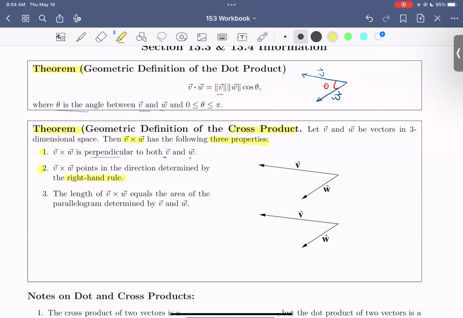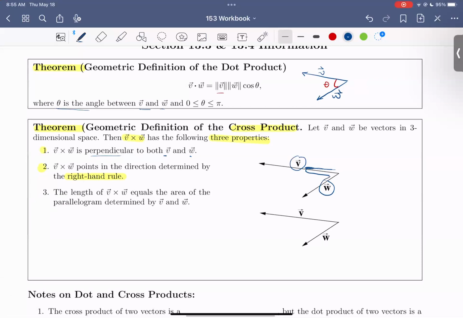There is an image posted on our Canvas page demonstrating the right-hand rule, and we can see how that applies in this image. If we're looking at v cross w, the right-hand rule says we take our index finger and stick it in the direction of v first. Then we take the rest of our fingers and curl them in the direction of w. Let's see if I can draw our hand here. Okay, we kind of get it. Then our thumb will point in the direction of v cross w.